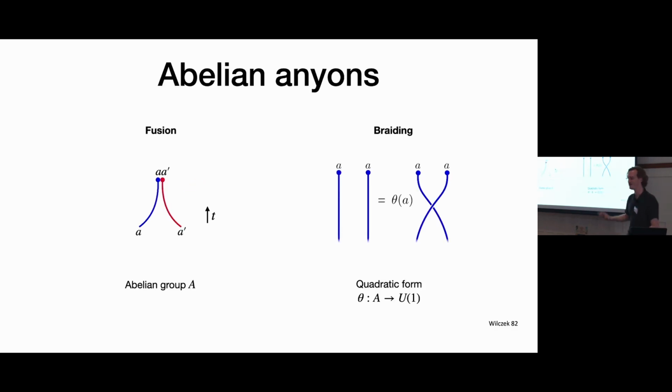Good. So this is the full picture. For abelian anyons, you have this fusion group, which is your abelian group. How do things combine? And then you have this quadratic form, which is basically telling you what's your exchange statistic.